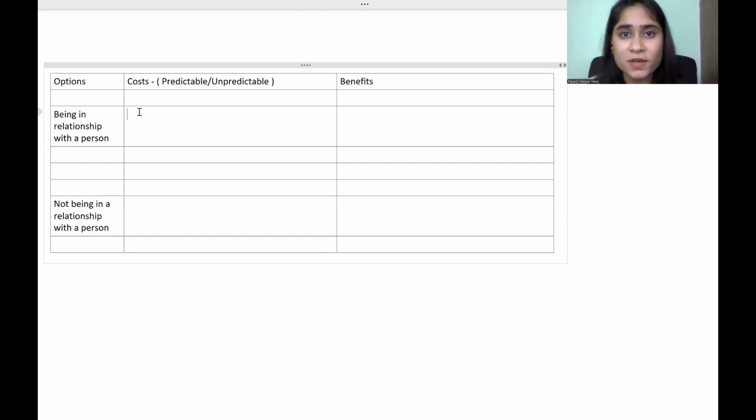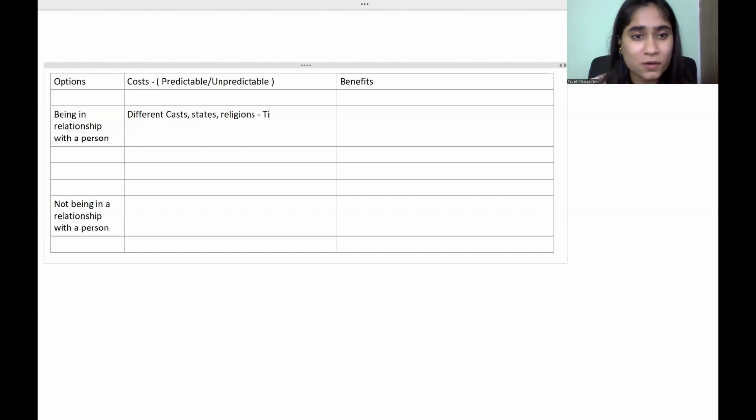For the example that we have written just now, being in a relation with a person, what are the costs that you're supposed to pay? Let's say that you both belong to different castes, different states, or different religion. If these are the facts, what is the predictable cost? It will take a lot of time for you to convince your parents when you have to marry this guy.